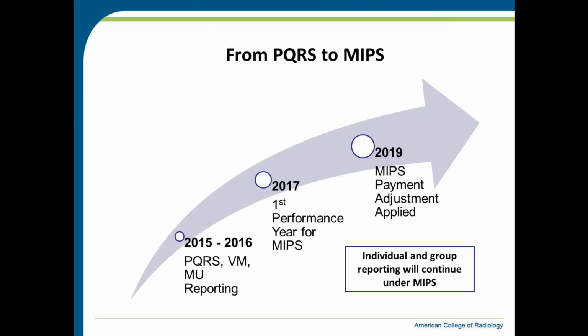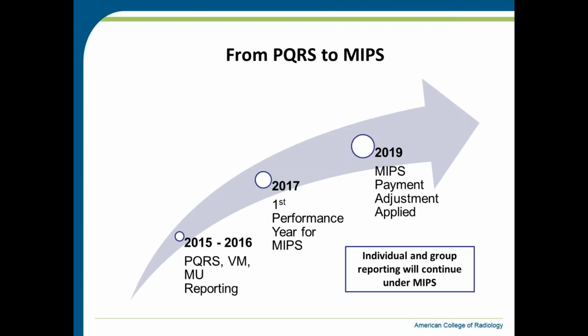Just a quick timeline. We're going from PQRS to MIPS. In 2015 and 2016, the reporting has been based on PQRS programs. 2017 is going to be the first performance year for MIPS, so January 1, 2017 is when this new program will exist. The language of PQRS will no longer exist, but the measures that we currently have under that program will continue. And then 2019 will be the first year where the MIPS payment adjustments will take effect.